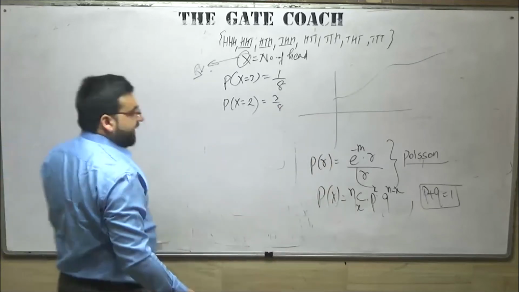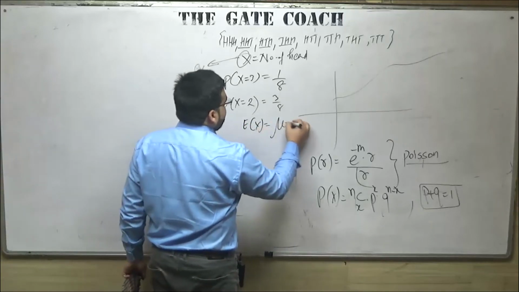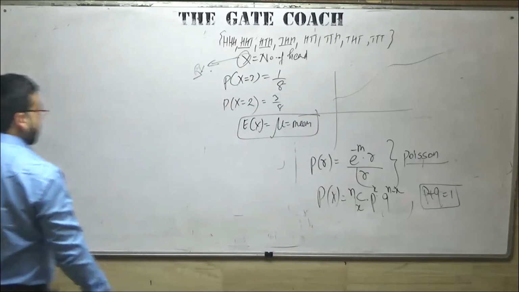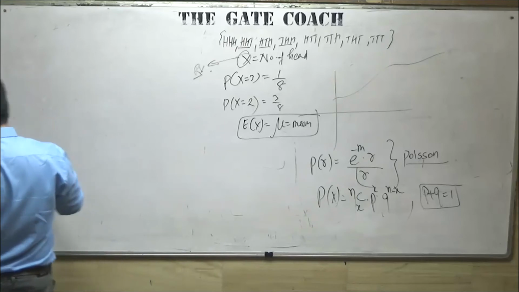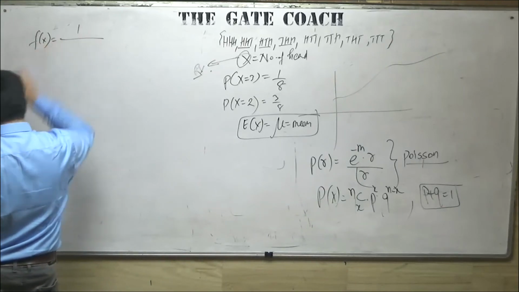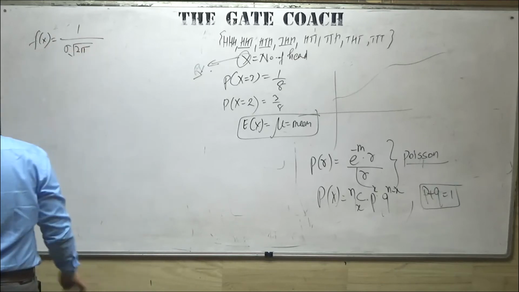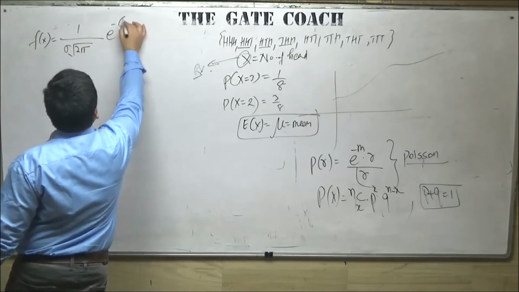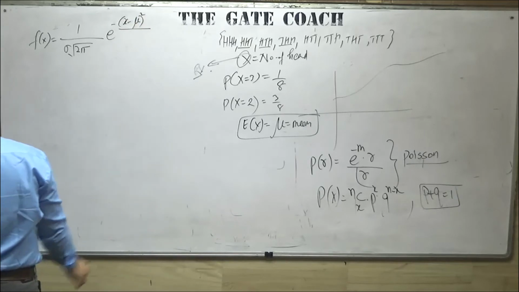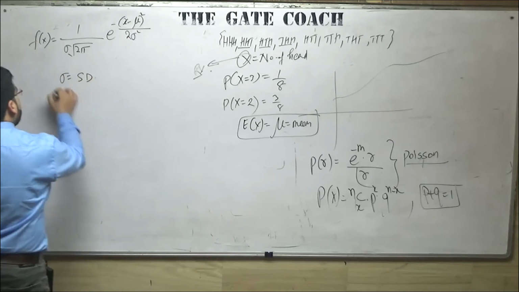What is expectation of x? Expectation of x means mean of x, right? Expectation of x, that is the mean of x. Then we discussed the normal function. So f of x is given by 1 upon sigma under root 2 times pi e raised to the power minus (x minus mu) whole square divided by 2 times sigma whole square, where mu is the mean and sigma is the standard deviation.